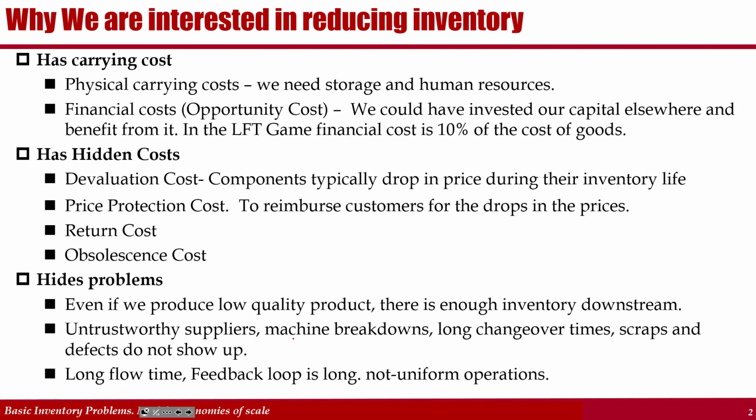Even if we produce low quality product, we don't see its impact downstream because there is a lot of inventory, and defective products are easily ignored. If we have a lot of inventory, untrustworthy suppliers, machine breakdowns, long changeover times, scraps and defects do not surface. And if we have a lot of inventory, we have long flow time, the feedback loop is long, and we don't have uniform operations. So all companies are trying to have just enough inventory, not more than that.